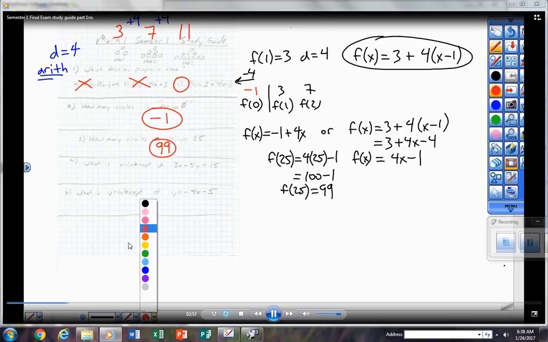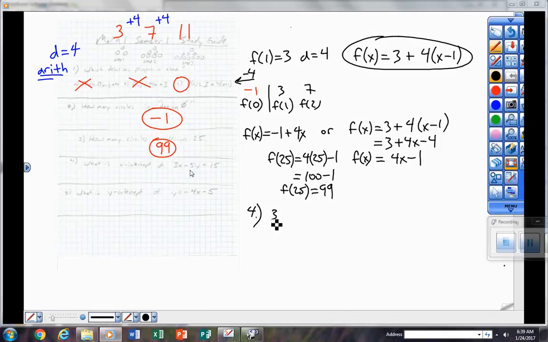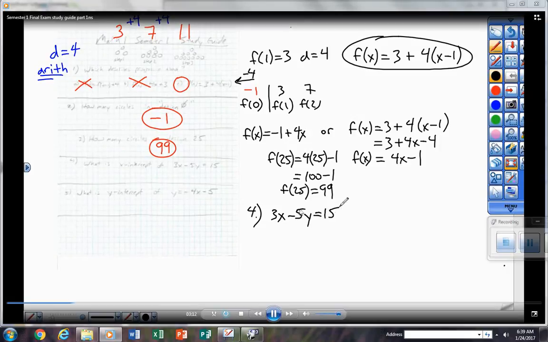Alright, next problem asks for the x-intercept of this equation, 3x minus 5y equals 15. Remember, for the x-intercept, the y coordinate is always 0. So again, essentially this y term will disappear. So again, with the x-intercept having the y coordinate always being 0, I take that equation, and where there's a y, I substitute a 0 in there.